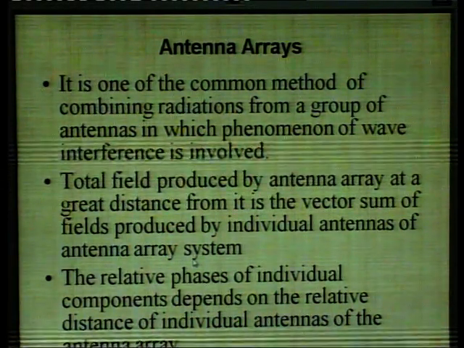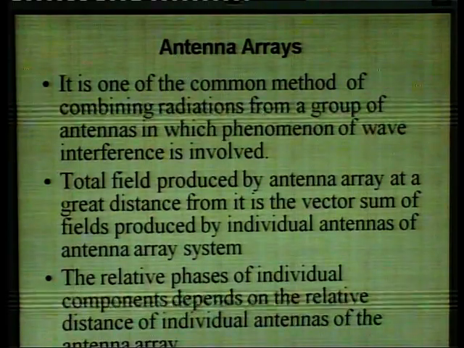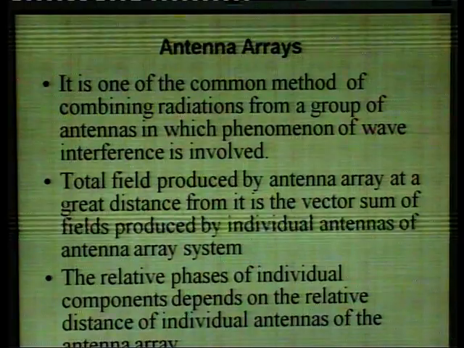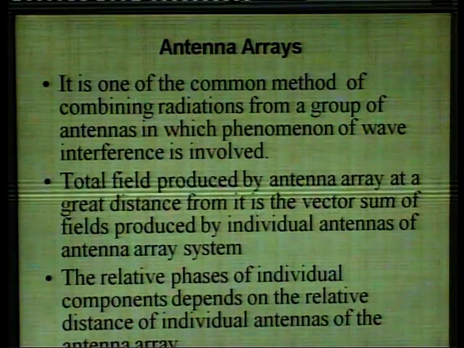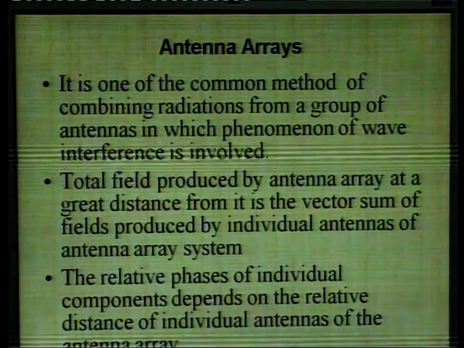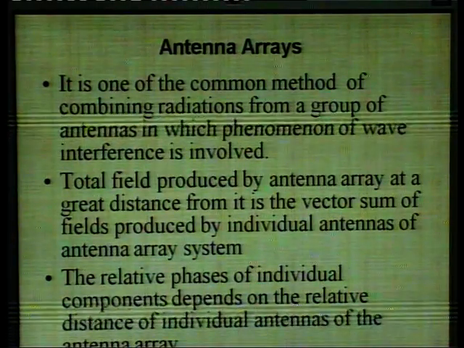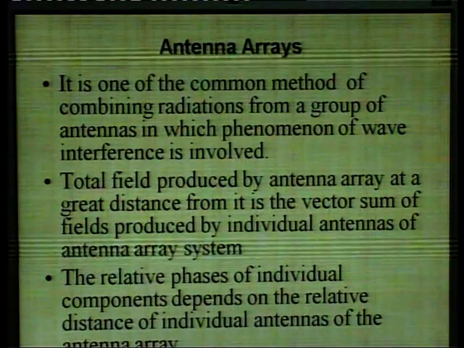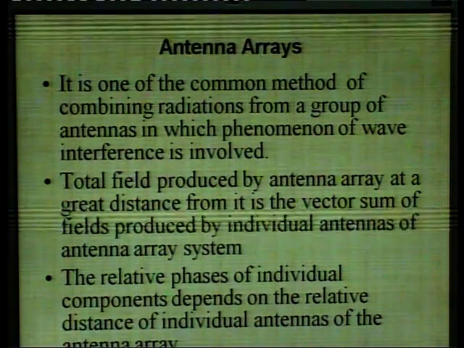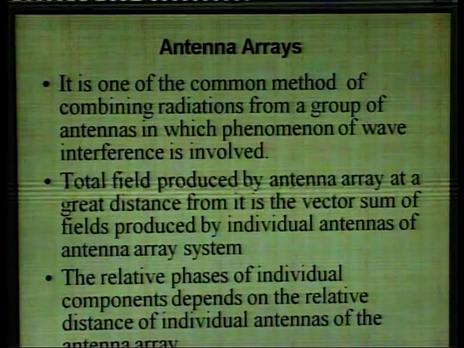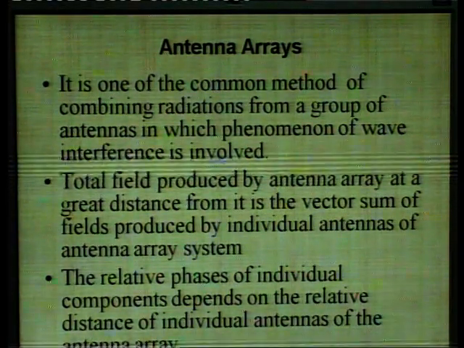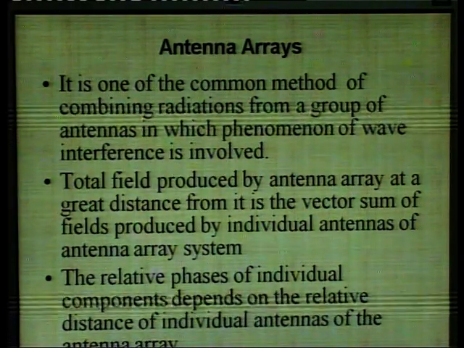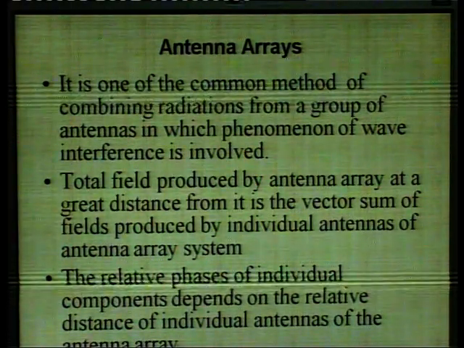So antenna array is an arrangement for combining the radiations from a group of antennas, in which the phenomenon of wave interference is involved, that is, how the energy is added. The total field at a great distance from the antenna array will be equal to the sum of the fields produced by all the antennas. The relative phase of antenna components depends upon the relative distance of individual antennas of the antenna array.